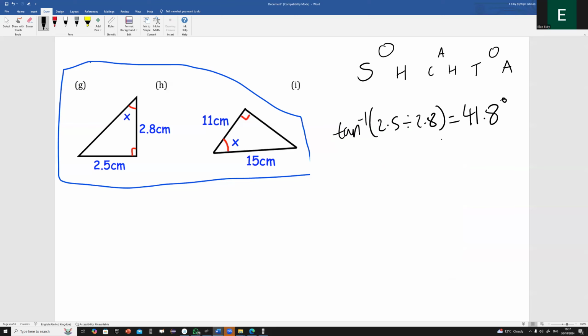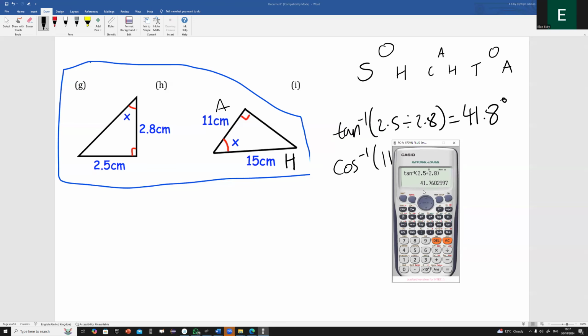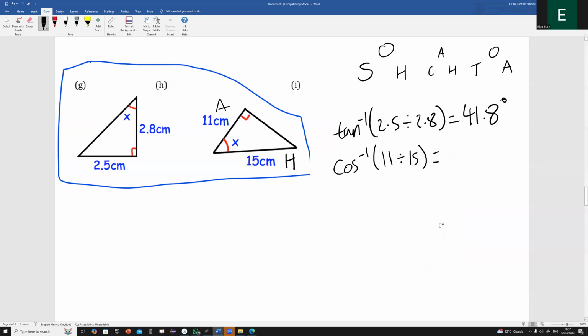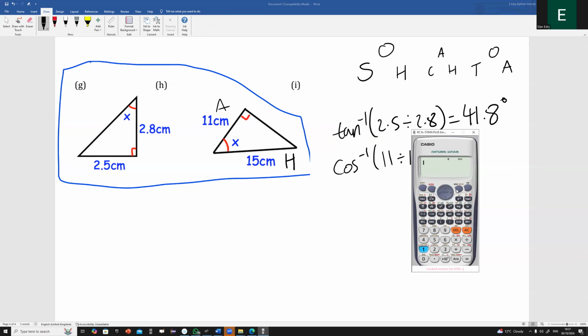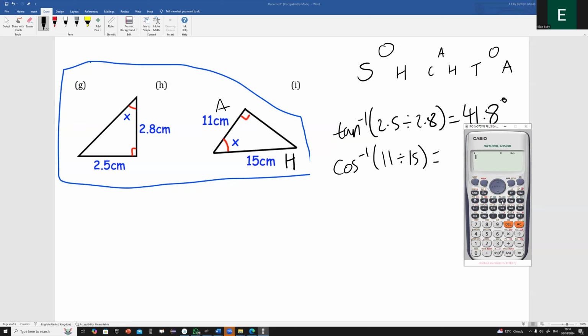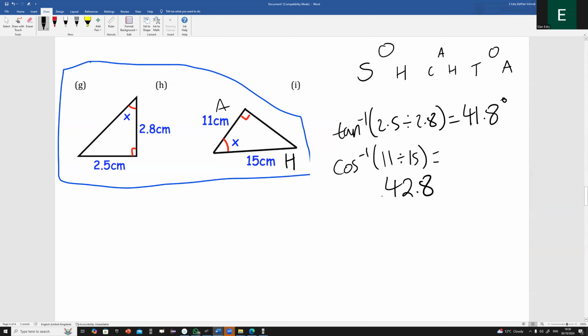And the second one, right, we have hypotenuse adjacent, cos minus 1, 11 divided by 15. Oh, my calculator disappeared. Sorry, just 1 second. There we go. And that's 42.8, so brilliant. Okay, great. So those would be the answers for those ones. Well done.